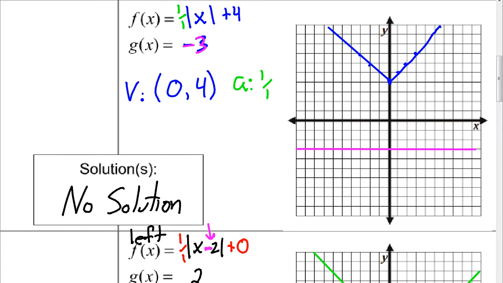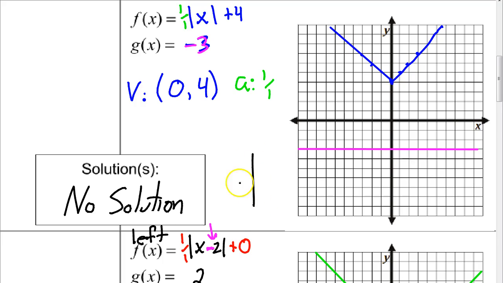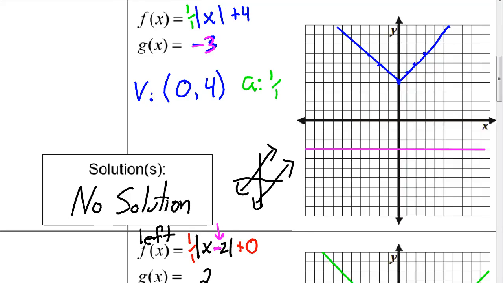So very similar to the system of equations when we were graphing them before. When they came out to be parallel lines, you might remember we got no solution there because they didn't intersect. Same idea here. They don't intersect, so there are no solutions.